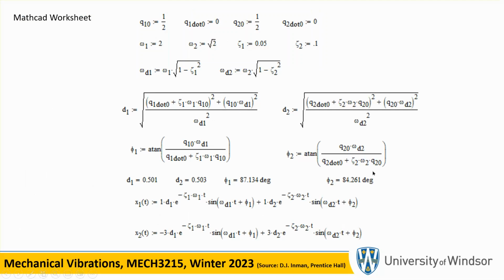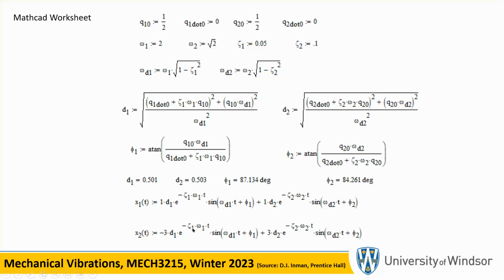And I do it with MathCAD. Basically, there's a lot of punching in. So you find D1 and D2. We have the formulas for them, phi1 and phi2. And these are the values. And you plug it into the formula for x1. Notice that both frequencies are involved. Both the first natural frequency and the second natural frequency are involved.